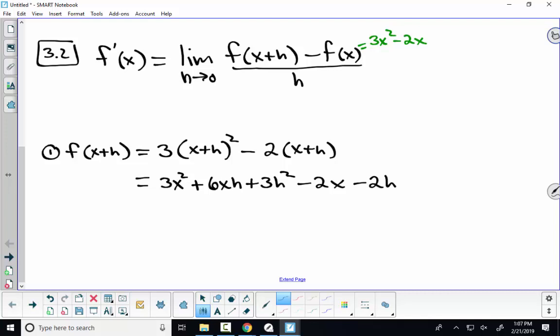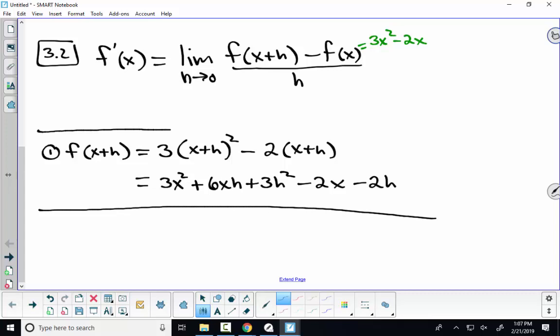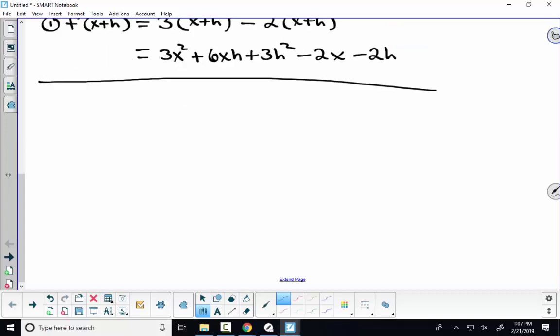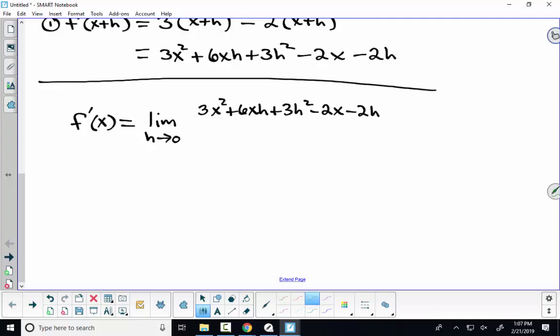Anybody have any questions on this? It's f of x plus h. And we're going to put this into our definition. So the derivative is the limit as h goes to 0 on all of that stuff, minus f of x, and then we have all of this over h.